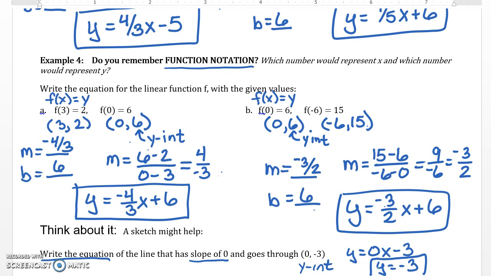Y equals a number. Y equals lines are horizontal lines where every y coordinate on the line will have a value of -3 for every point on that line. So we know those slopes that are 0 represent those horizontal lines. Slopes that are undefined represent our vertical lines.